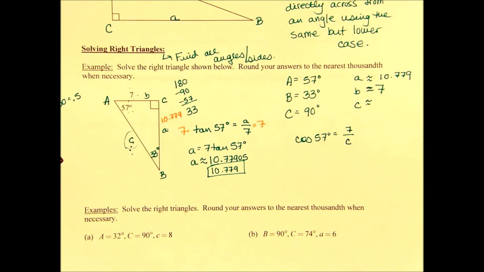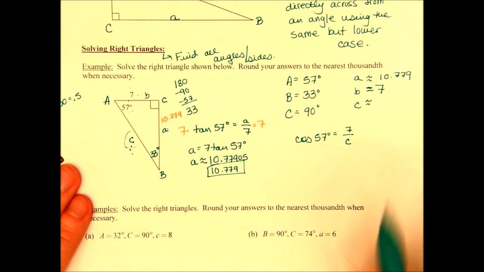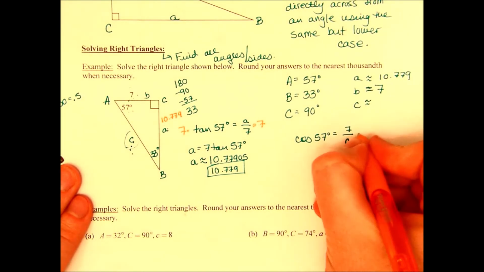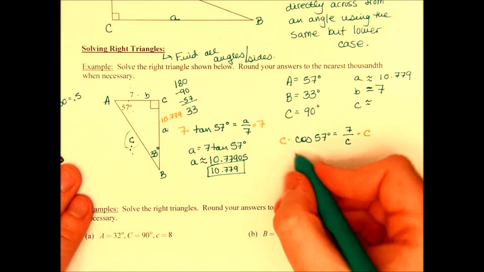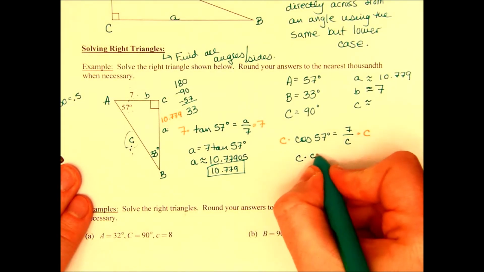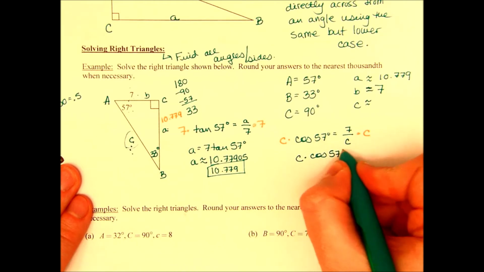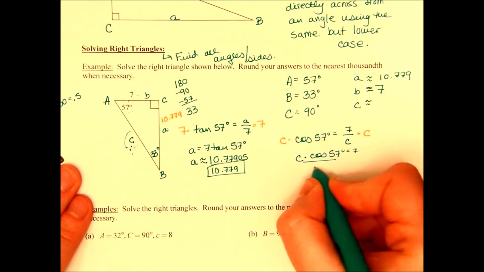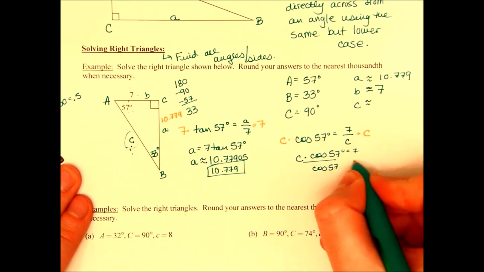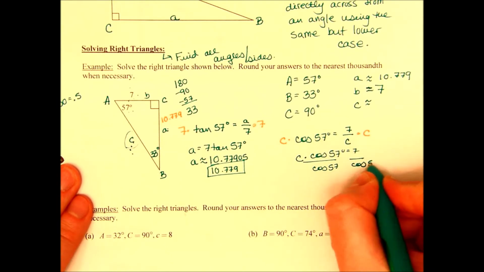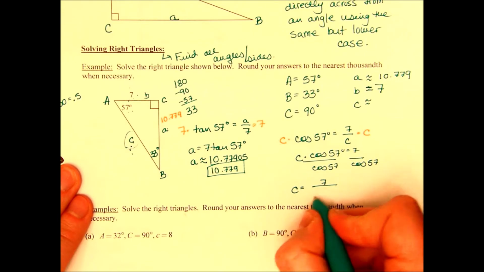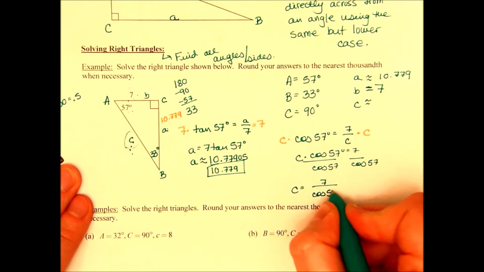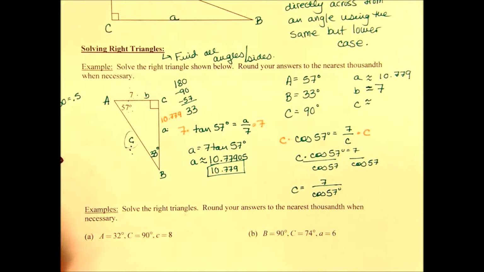Okay, this is a little more involved to solve. But to get rid of the divide by C, I'm going to multiply both sides by C. By the way, make sure in the homework you're showing your algebra. It gives me C times the cosine of 57 degrees equals 7. I'm going to divide, and I'm going to get C equals 7 over the cosine of 57 degrees.